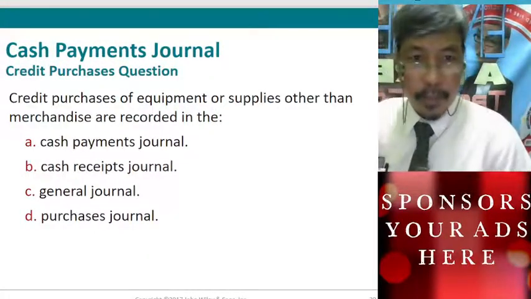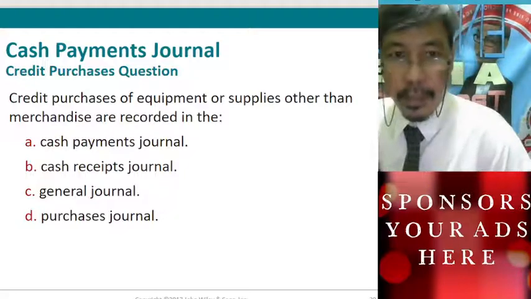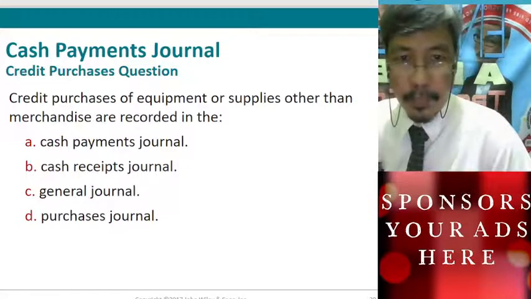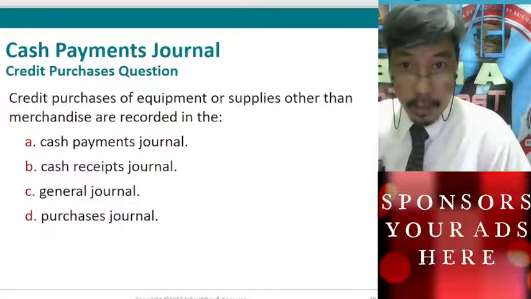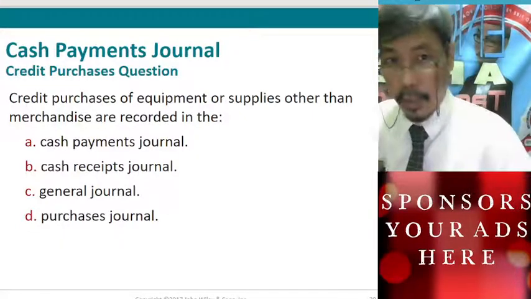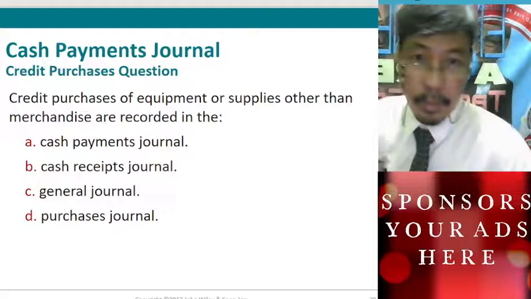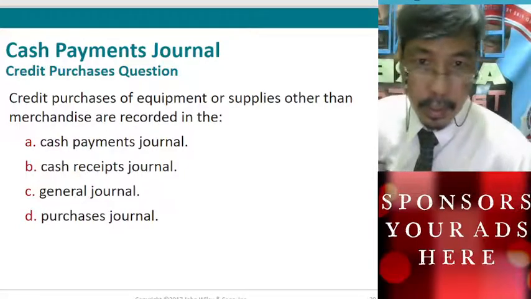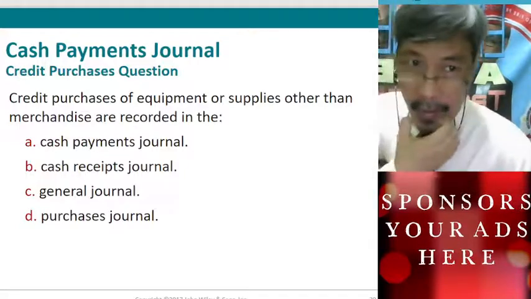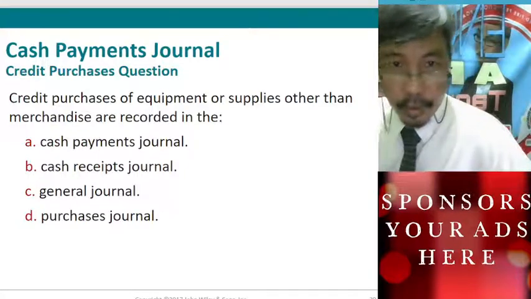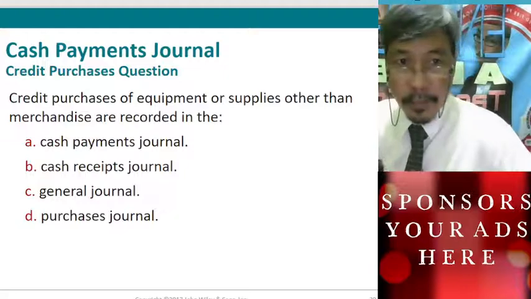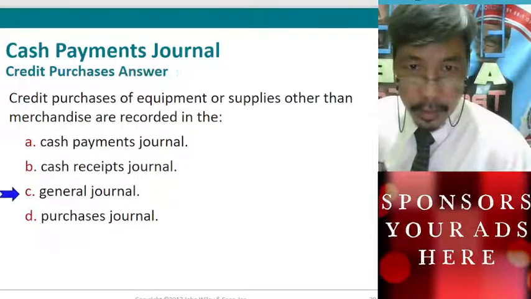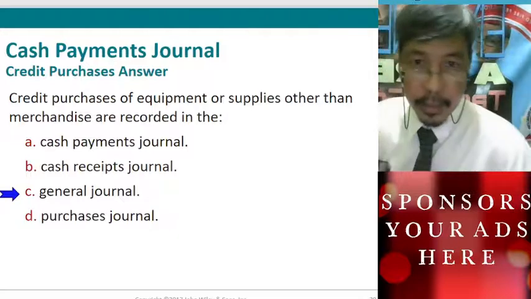Credit purchases of equipment or supplies other than merchandise are recorded in the A. Cash payments journal, B. Cash receipts journal, C. General journal, D. Purchases journal. Credit purchases, so that is accounts payable. So what can you use in order to record that? Of course, that is the general journal.